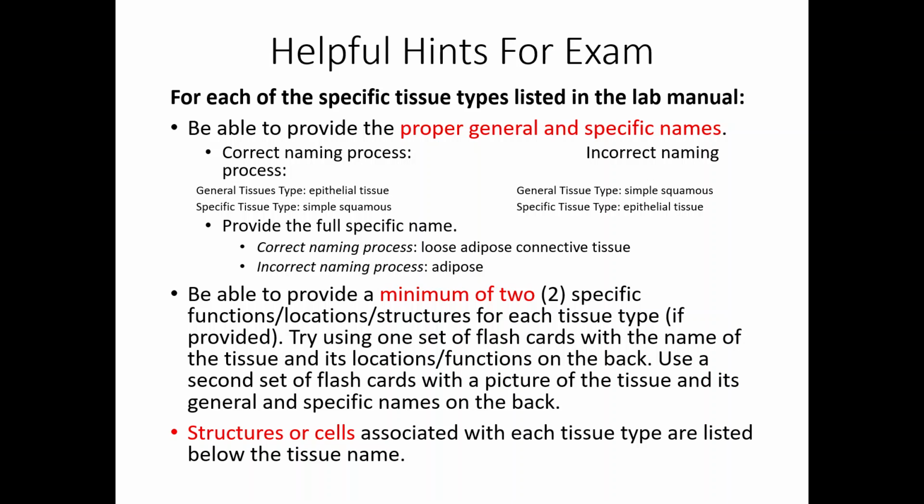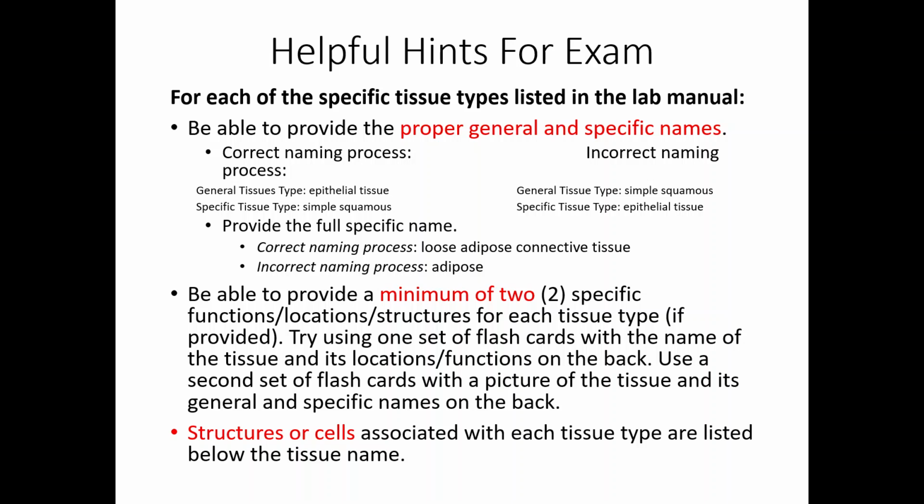So if you look at your lab list, you've got simple squamous epithelial tissue, transitional epithelial tissue. You've got fibrocartilage connective tissue. You've got lots of them. Anytime you are asked for a general type of tissue, you only have 4 answer choices: epithelial, connective, muscle, nervous tissue. Anytime you're asked for a specific type of tissue, that's when the rest of those names come into play. So make sure you're keeping those straight.